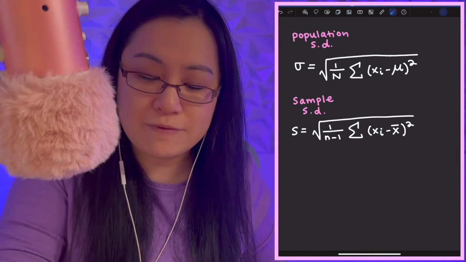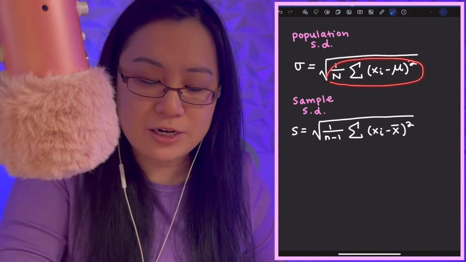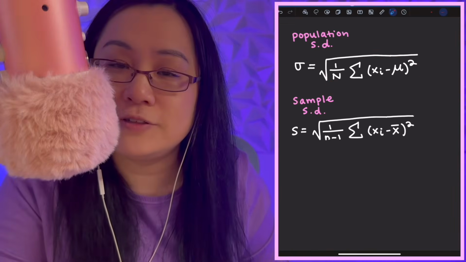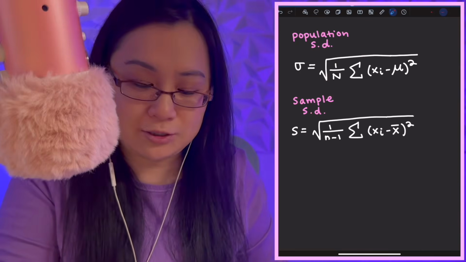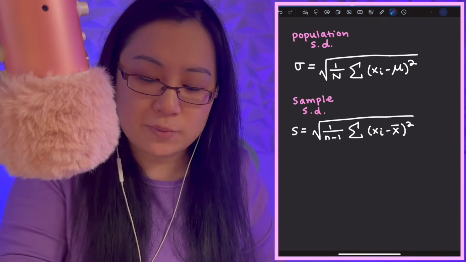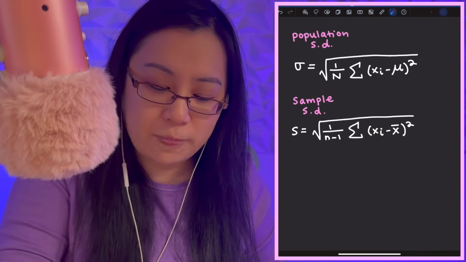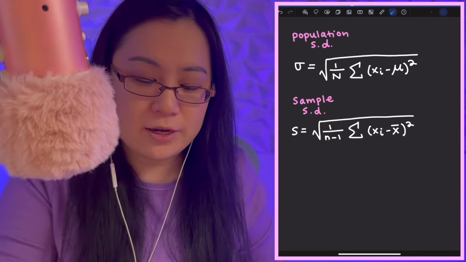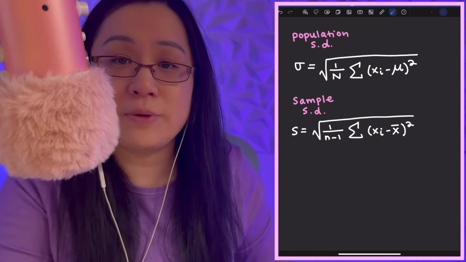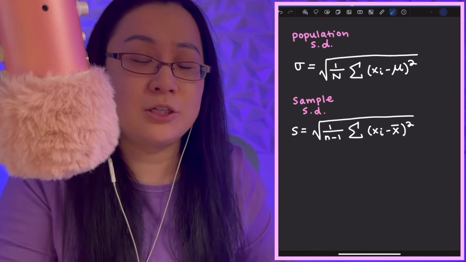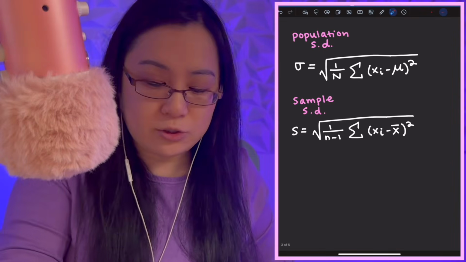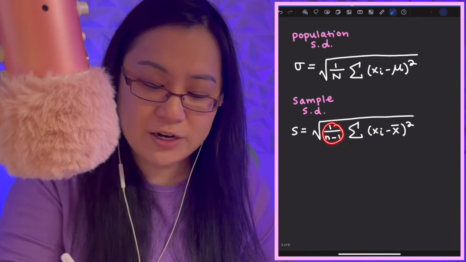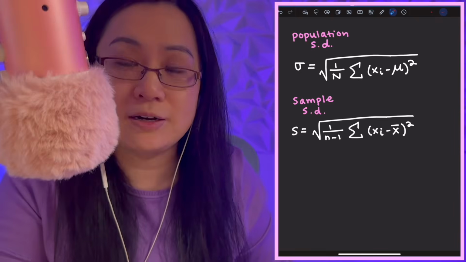Whereas here, if you have the full population, if you have all the data in your population, you don't have to adjust for that, right? Because you literally have the entire population. Whereas for a sample, if you only have a subset of the population, the rest of the population might have more variability in that data, so you adjust for it by dividing by n minus 1 instead of n.